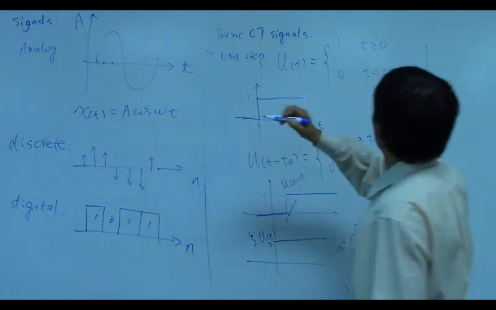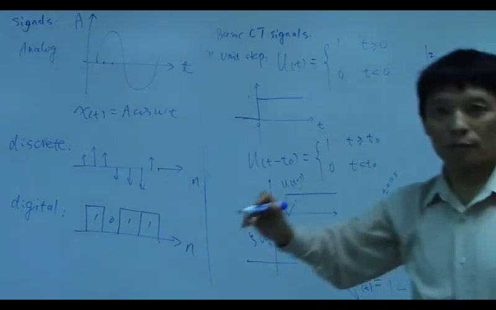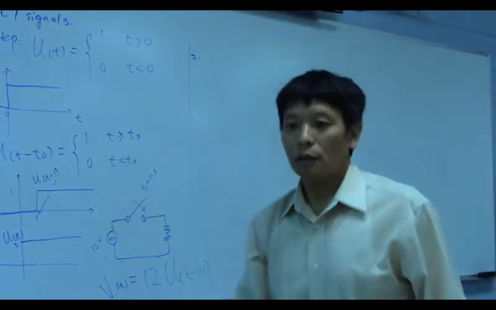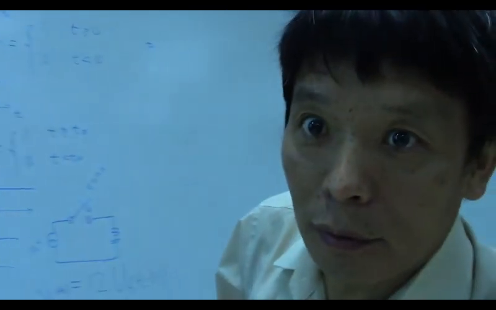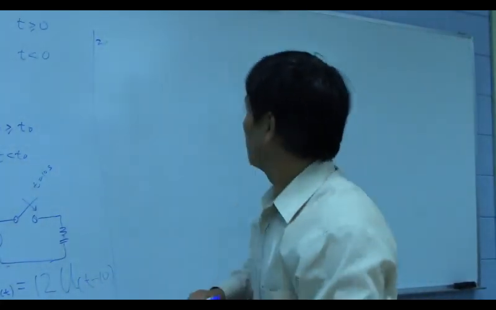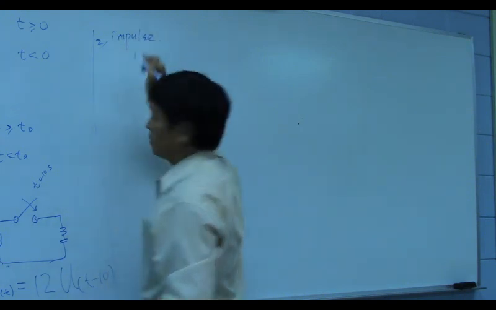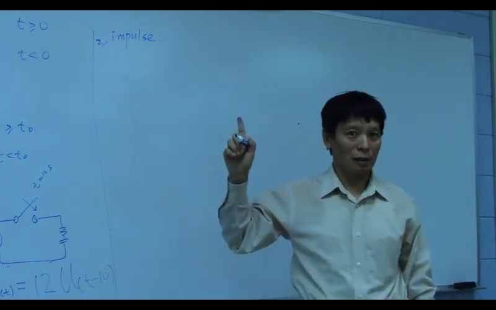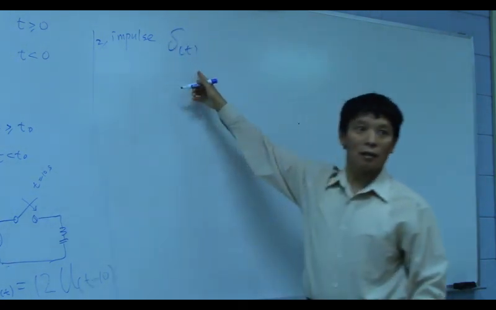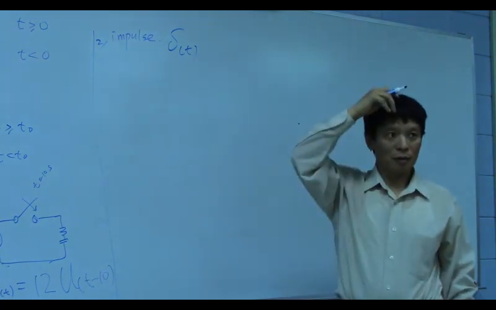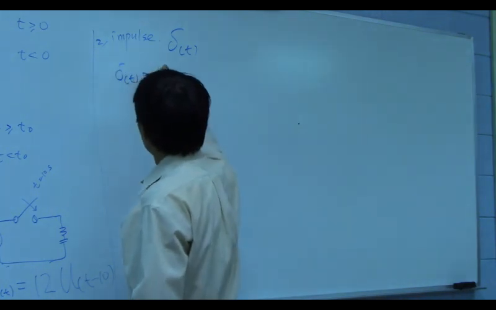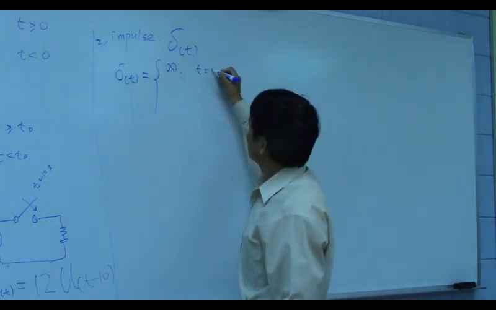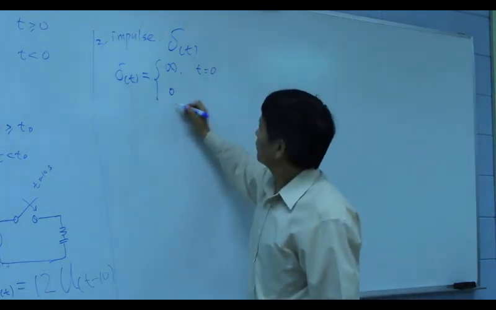That's the first one, the unit step. The next one will be the impulse. This is one of the most important concepts in this class. So everybody needs to understand this. The impulse is represented by the delta function, delta(t). The definition is that it equals infinity when t equals 0, and equals 0 when t is not equal to 0.